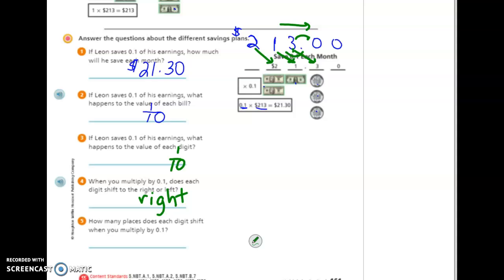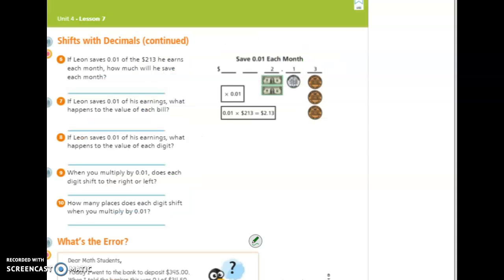Number 5, how many places does each digit shift? Well, the 3 went from here to 1 over. The 1 went 1 over and the 2 went 1 over. It shifted 1 place. Now, notice how there's 1 decimal place in that 1/10 and it shifted one place. Keep that in mind as we go to the next problem on the next page.